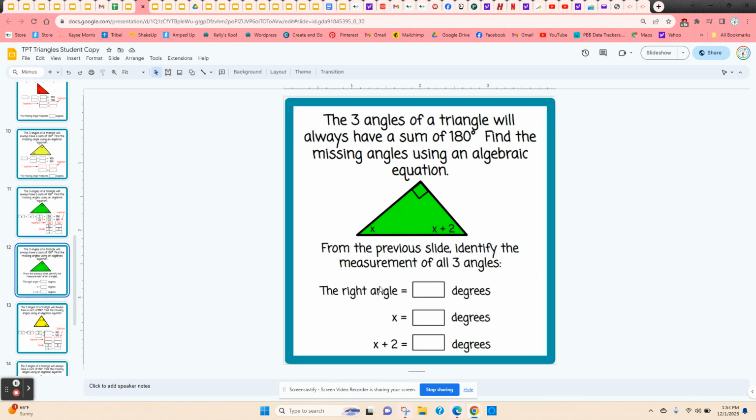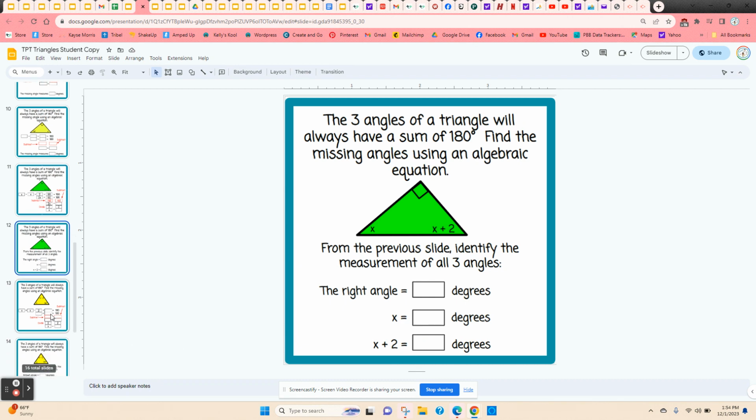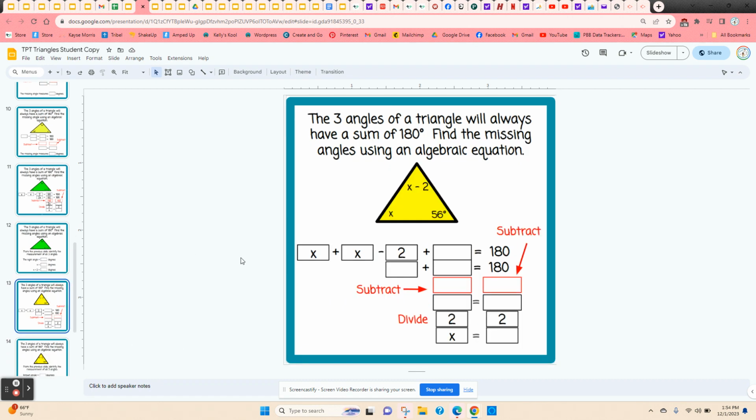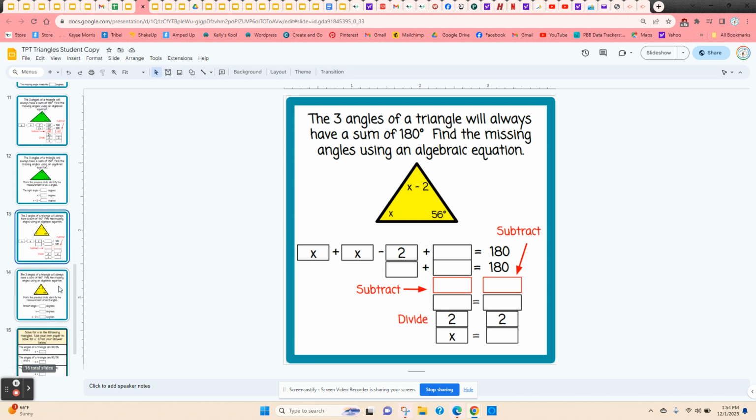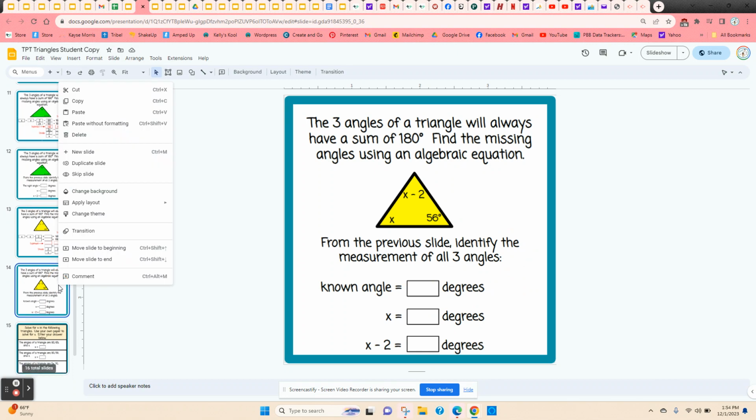On the next slide, once they know what x equals, well, they know that one angle is 90 degrees. They know from the previous slide what x is, and if they know what x is, then they should be able to figure out what x plus 2 would equal, and they will have their three angles. So they're going to do the calculations on the next one, and then identify the three angles.